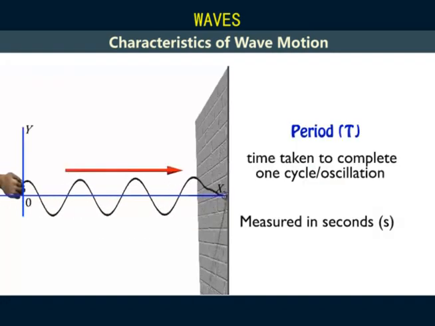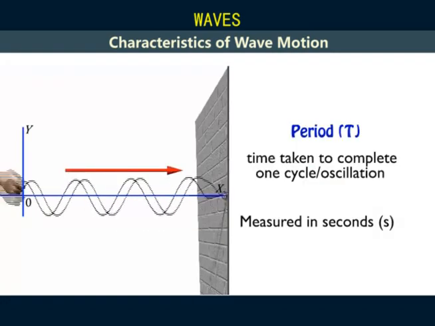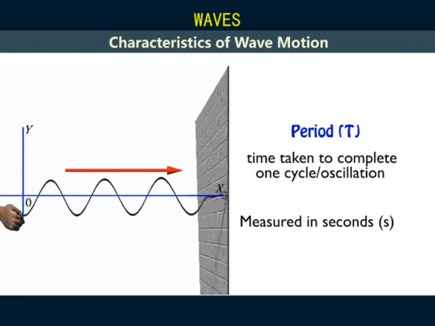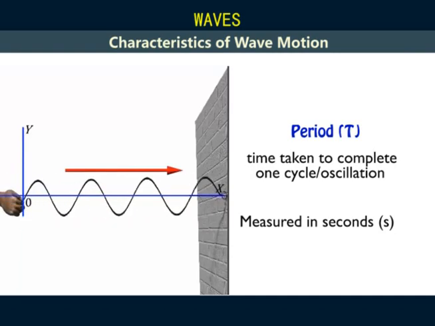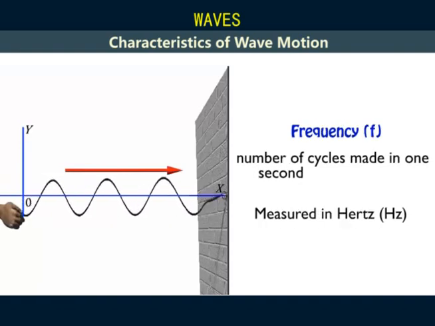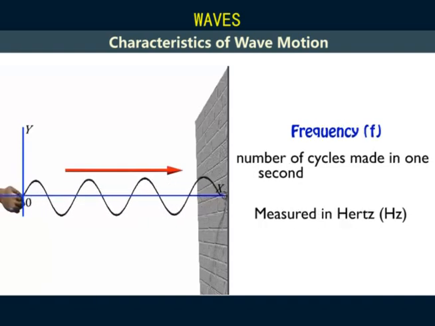Period T is the time taken by a wave to complete one cycle or oscillation. It is measured in seconds. Frequency is the number of cycles made in 1 second. It is given in hertz.